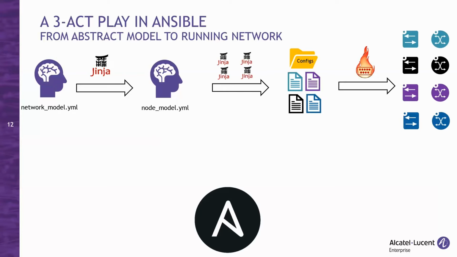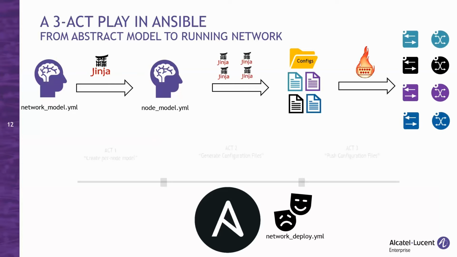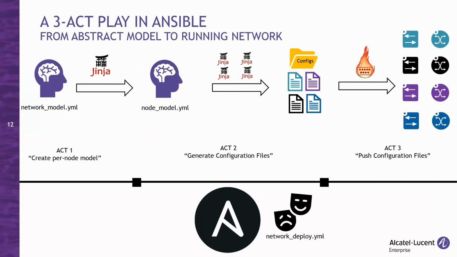We can think of these 3 steps as 3 acts in a play. In Ansible, the play is called a playbook. In our demo, the playbook is called network deploy. And there's 3 distinct plays: creating the per node model, generating the configuration files, and lastly, pushing those configuration files to the network nodes.